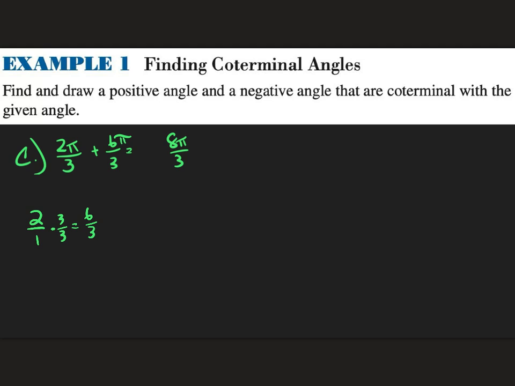So 2 pi over 3. This is pi over 2. This is pi.